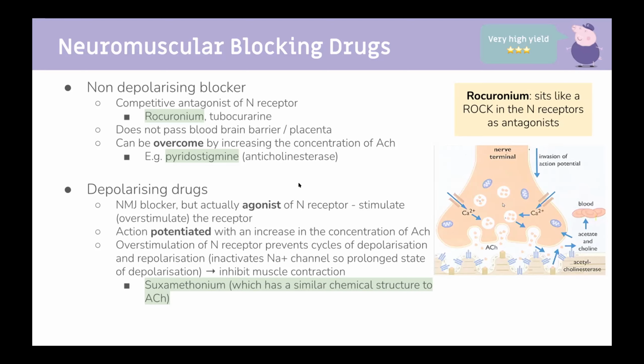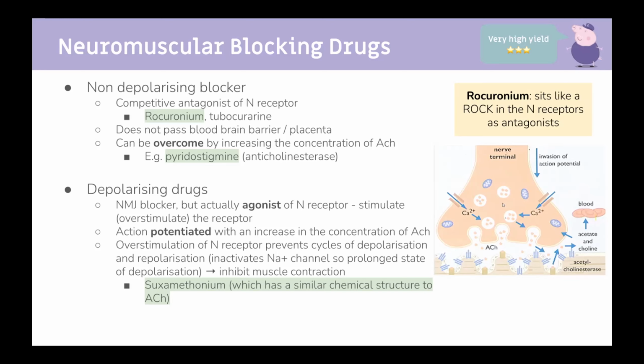And remember that with your nicotinic receptors, if you overstimulate the receptor, it will actually cause a depolarization block. We talked about that on the last two slides, okay? So you've got your nicotinic receptor overstimulated, and you've inactivated that sodium channel on the motor end plate, okay? And that means that you will be inhibiting muscle contraction because your N receptors will stop working because they've been overstimulated.